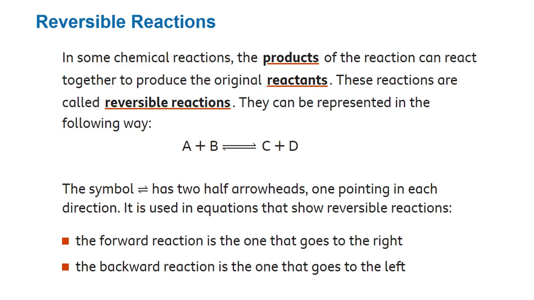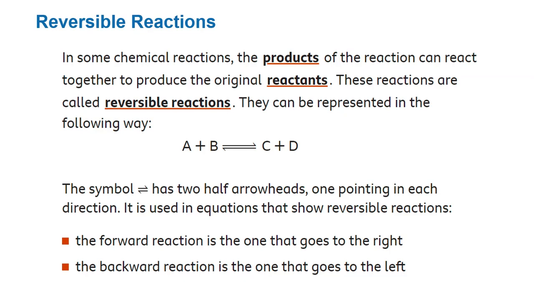Reversible reactions. In some chemical reactions, the products of the reaction can react together to produce the original reactants. These reactions are called reversible reactions. They can be represented in the following way. Look at this equation. A reacts with B to produce C and D. Similarly, C reacts with D to produce A and B.